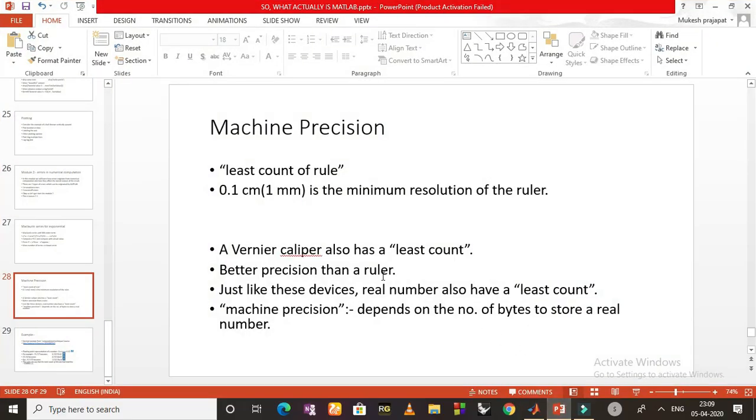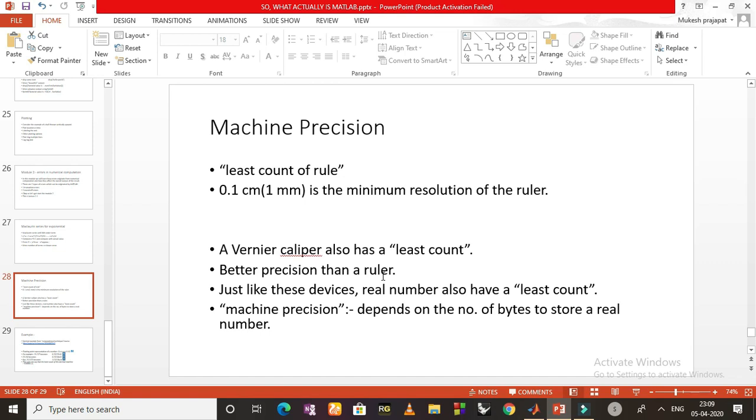In this particular lecture, we will cover the second type of errors that we can find in every computational device, known as machine precision or round-off error. Machine precision is nothing but the least count of any machine which we are using for the numerical computation or the numerical techniques. We can also define it as the least count of a device.